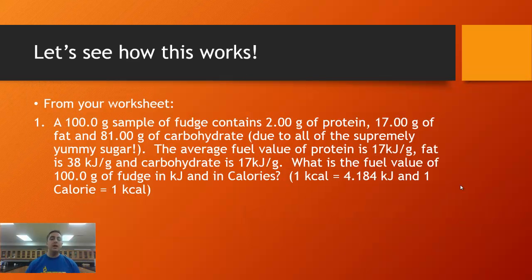So what we're going to do next is an example, because I want to show you how to actually calculate this stuff using those fuel values. It's a really, really easy concept. Essentially, all you do is take the mass of the different parts, the protein, the fat, or the carbohydrates, multiply it by all the different fuel values, and then add those together. So we're going to go ahead and do this as an example real quick. Make sure you have your sheet ready, and we're going to go through it.